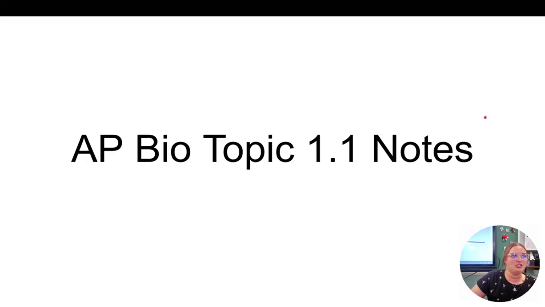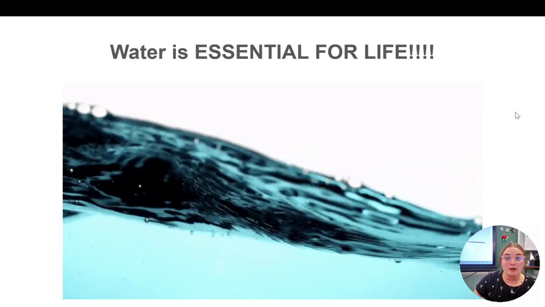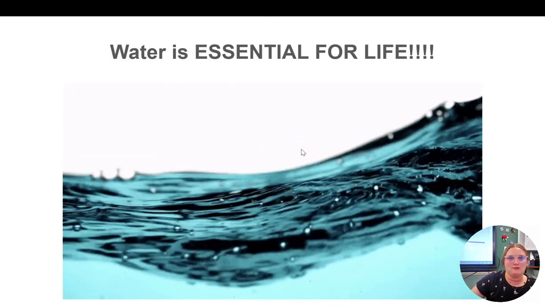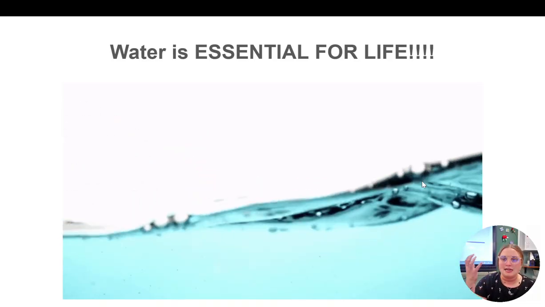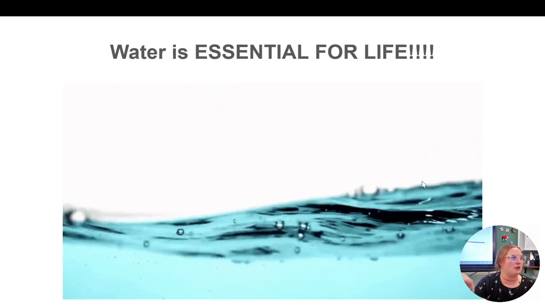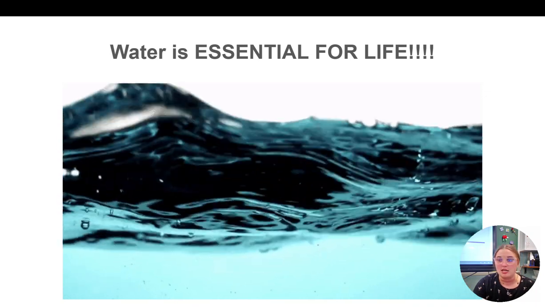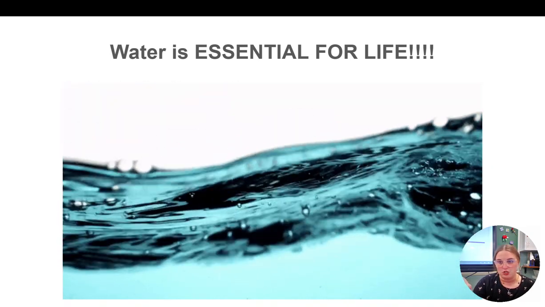AP Biology has different topics, and we are starting with Unit 1 and topic 1.1. So we're going to talk about water. Surprise, water. Water is essential for life. It's essential for us to live. In fact, with living things, about 70% of our body mass is made up of water. So it is super, super important for life, right?